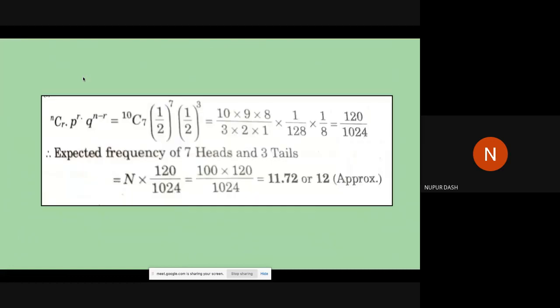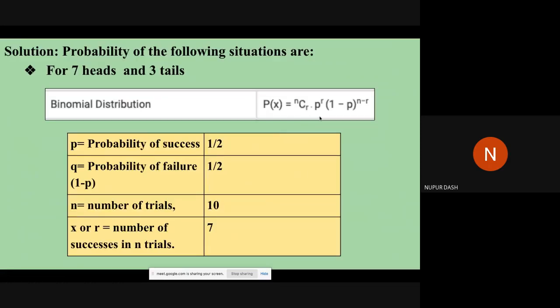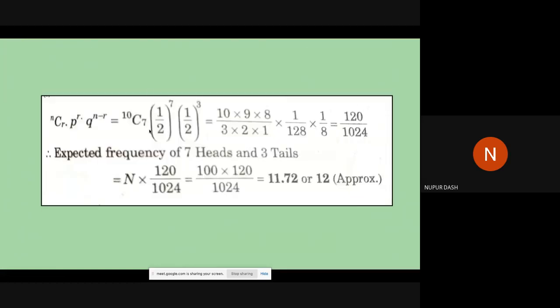So let us solve the question. Our formula was nCr p raised to the power r, then q raised to the power n minus r. So 10C7, half raised to the power 7, and half raised to the power n minus r. What was our n? 10. And what was our r? 7. 10 minus 7 we get 3. So we will solve it further and we will get the answer 11.72. Now because it is 0.7, more than 5, you can approximately write it as 12.